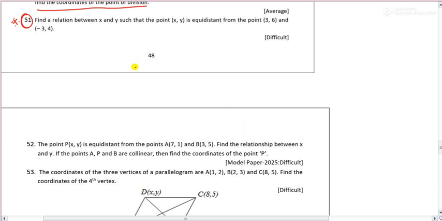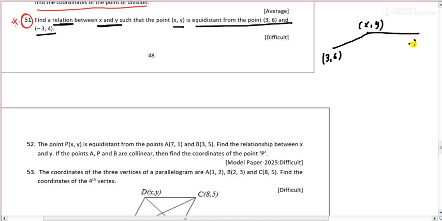See here, understand the question first. Find the relation between x and y such that the point x comma y is equidistant from the points 3 comma 6 and minus 3 comma 4. So there is a point x comma y, if I write it like this, and now these 2 points, 3 comma 6, it can be anywhere. So let me write 3 comma 6 over here, and the other point, minus 3 comma 4, this side. So we need a relation between x and y such that these 2 points are equidistant.